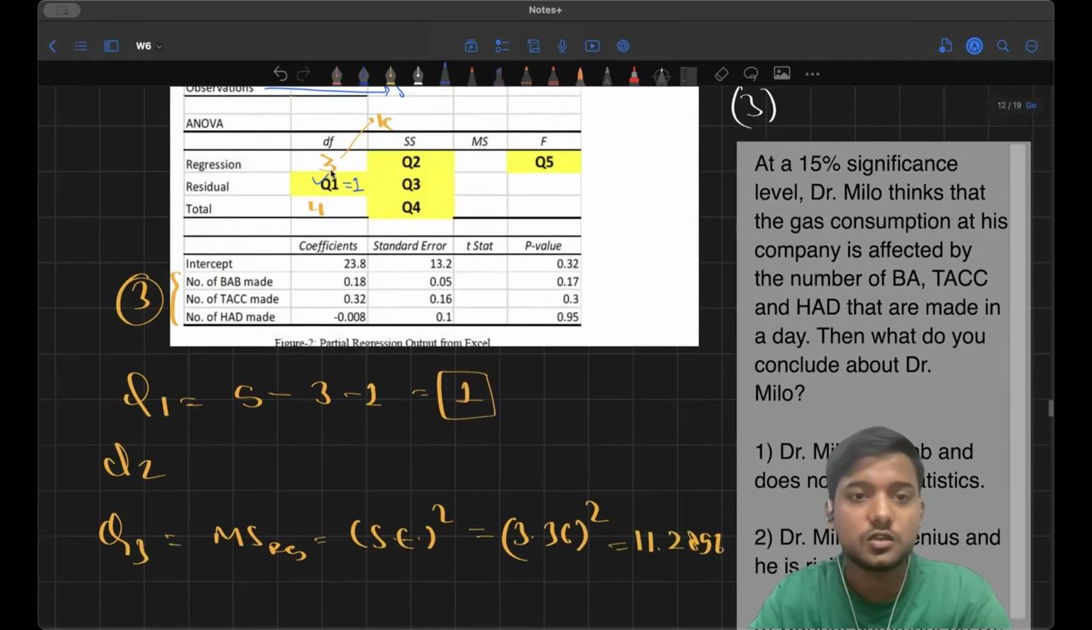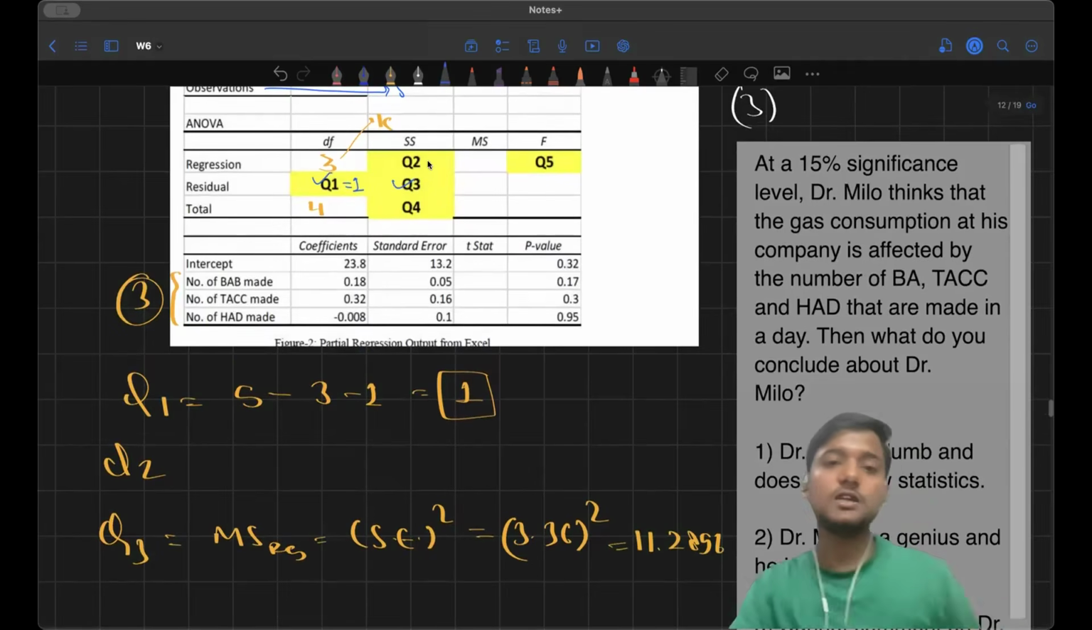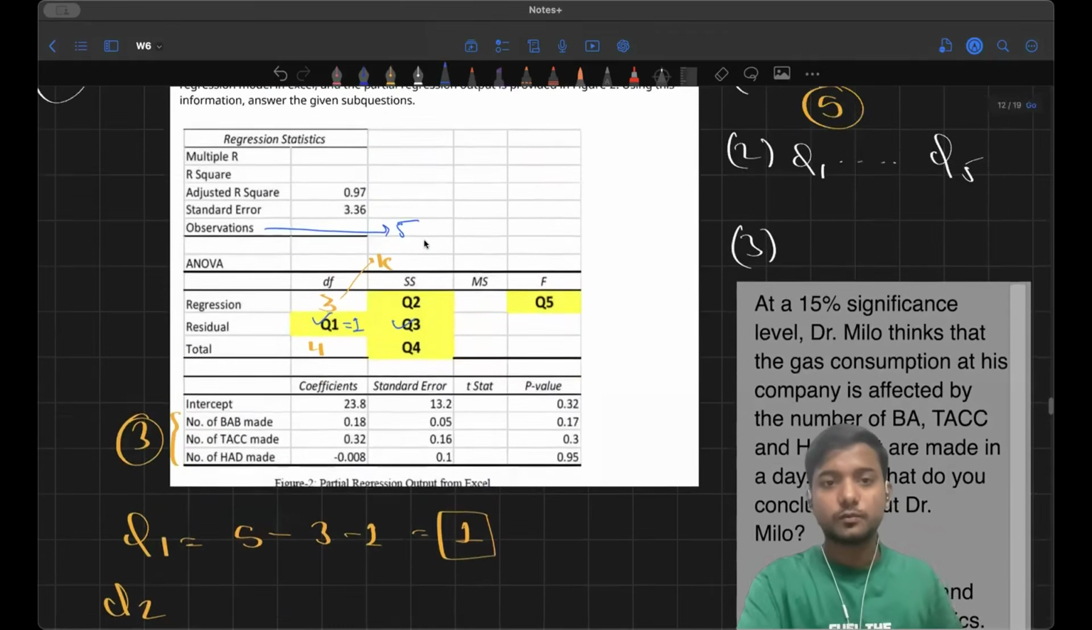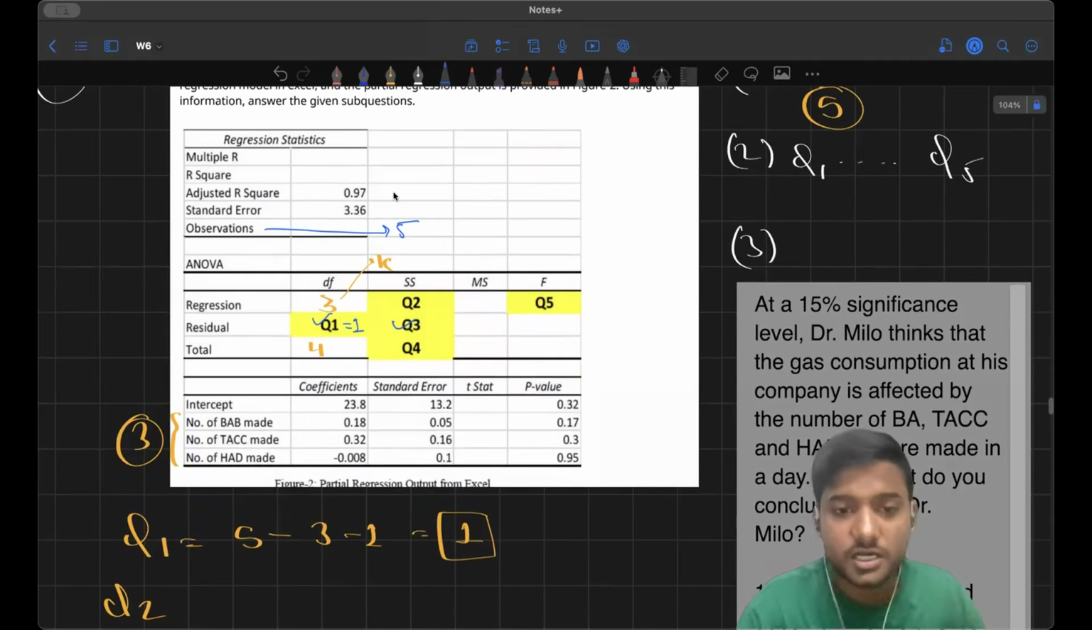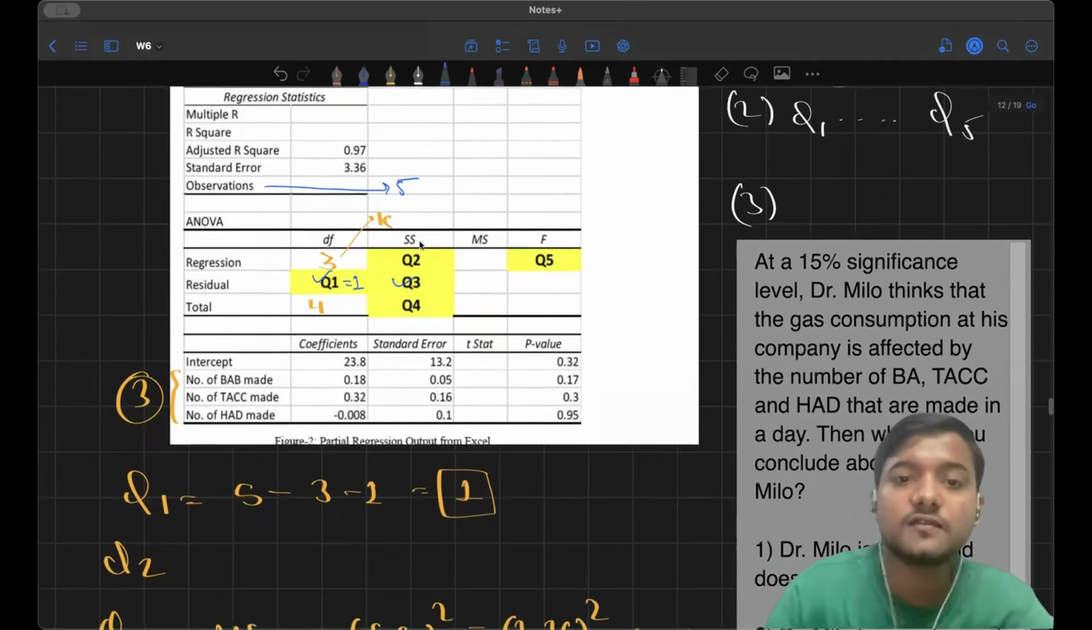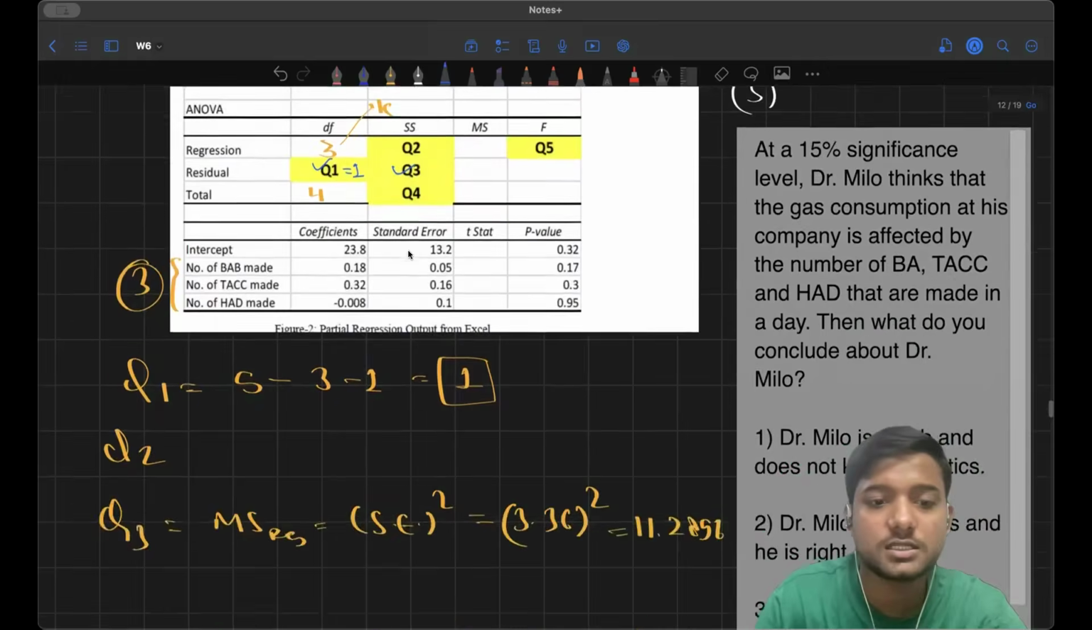We are done with Q1. We are done with Q3. Now we need Q2 and Q4. So how can we get these things? Q2 and Q4. If you remember, adjusted R square is given to us, and from adjusted R square, we can find out these things.